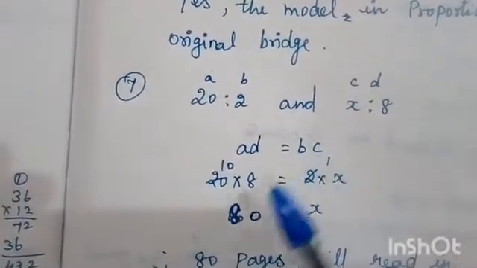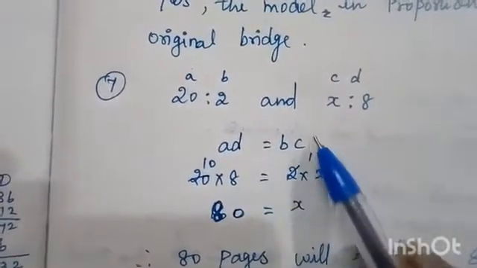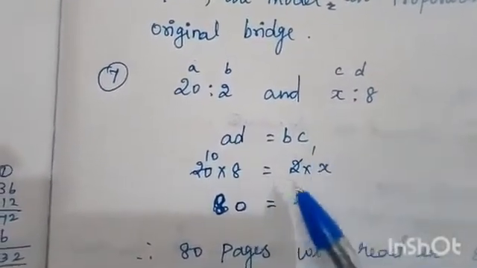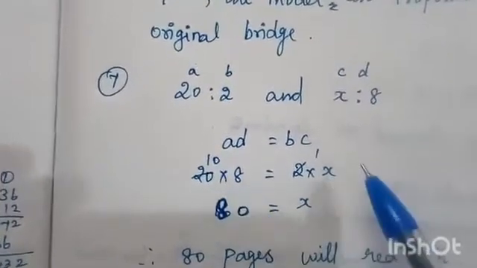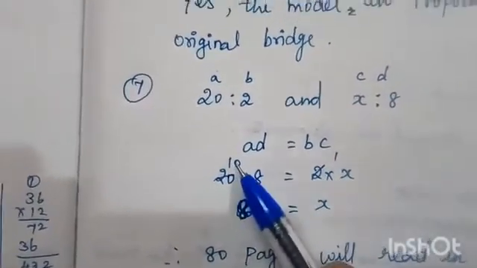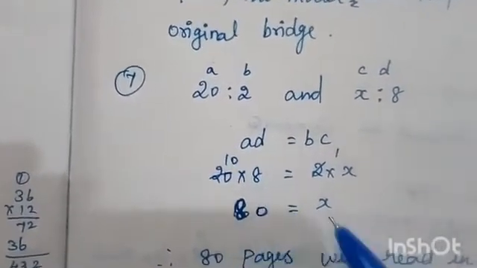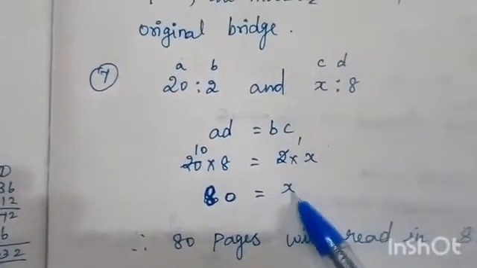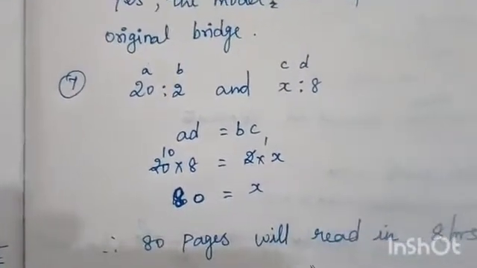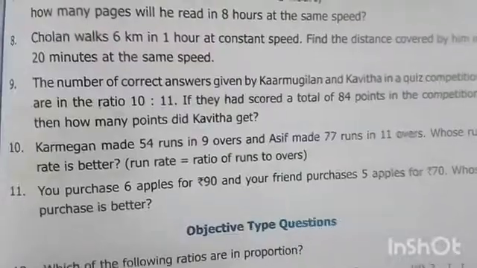Write the formula: A value 20, D value 8, B value 2, C value X. So you make cancellation directly from left-hand side to right-hand side. 2 into 10 is 20, so 10 into 8 equals X. X is the unknown pages. Therefore, 80 pages will be read in 8 hours.